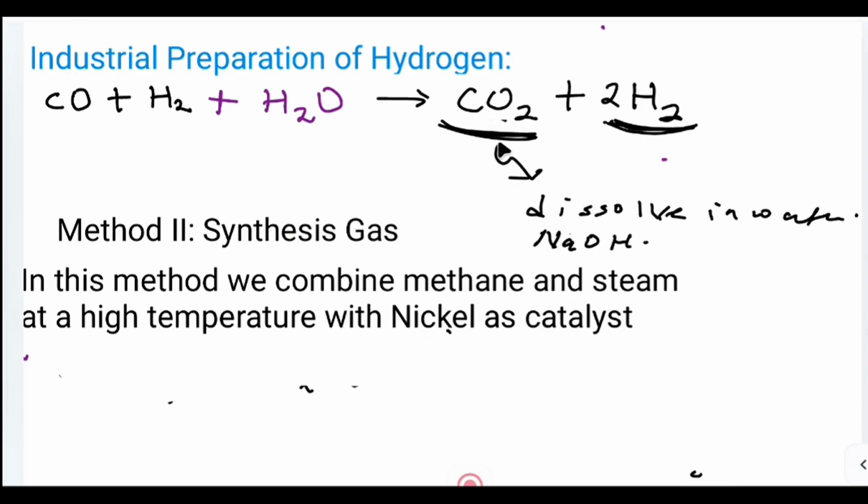Now, sometimes it is possible that some of this carbon dioxide is unused. That is, sometimes we can have unused carbon dioxide. We can have unused CO. To remove this unused CO, you use an ammoniacal solution.